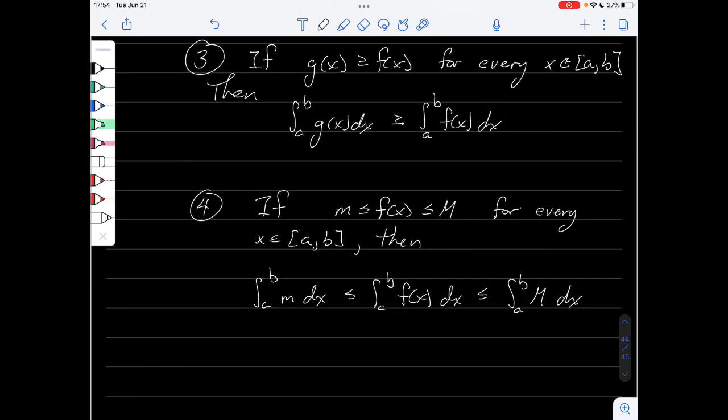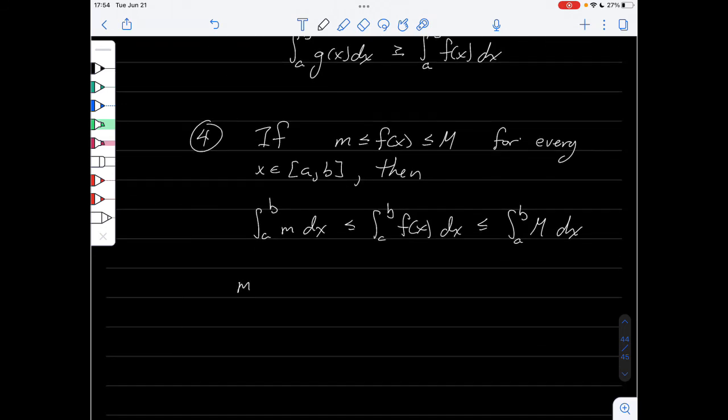But little m and big M, they're just numbers. So we can apply one of the earlier properties here, and we can get m times b minus a is less than or equal to the integral from a to b is less than or equal to big M times b minus a. And this ends up being really important in a lot of applications where you don't know the exact value, but you can get two really close things to approximate the actual value of the integral.